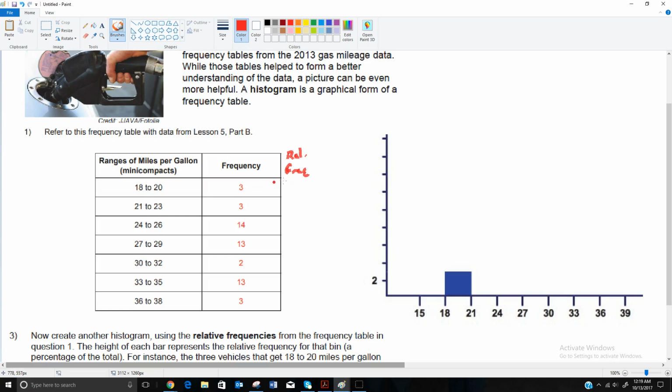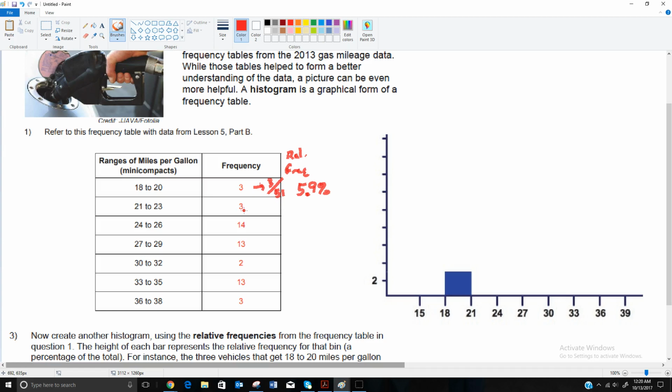And then we took these numbers, and to get this number, we did 3 out of the total, and the total was 51. And so we took 3 and we divided it by 51, and that got us the relative frequency. And then we put it as a percentage. So this came out to be 0.0588, and so we rounded it to 0.059, or 5.9%.